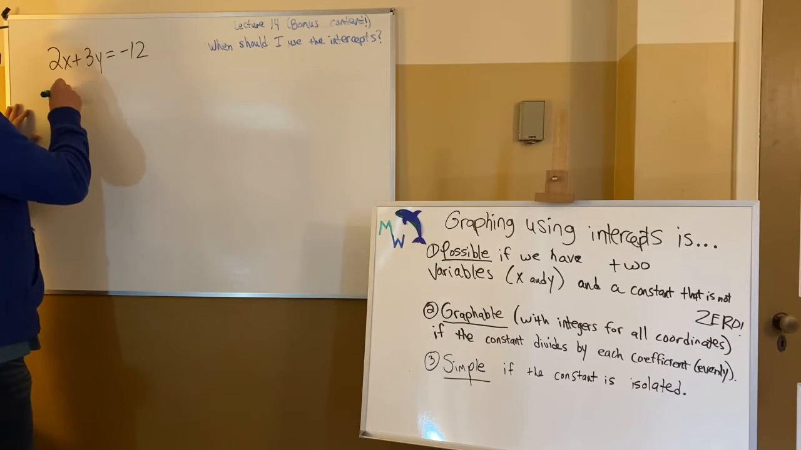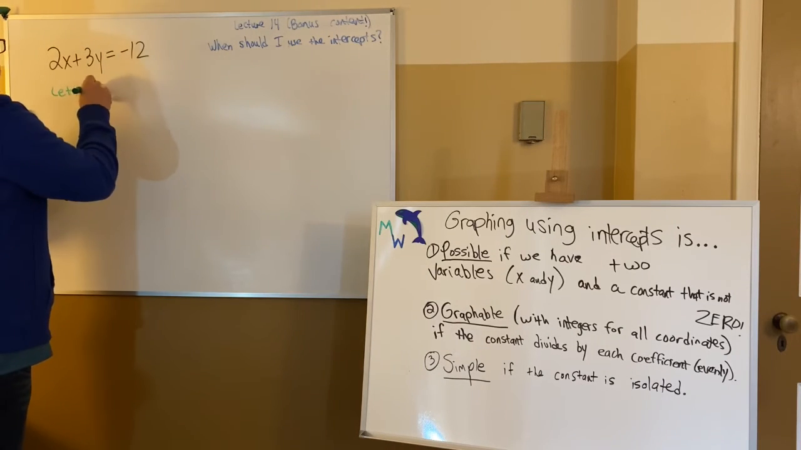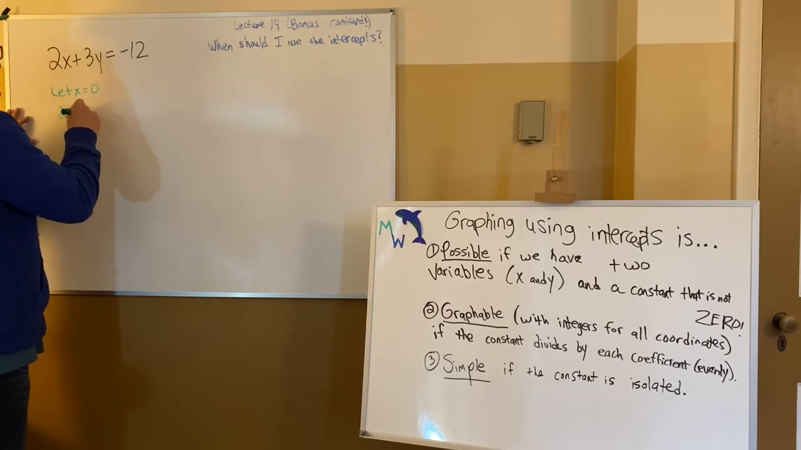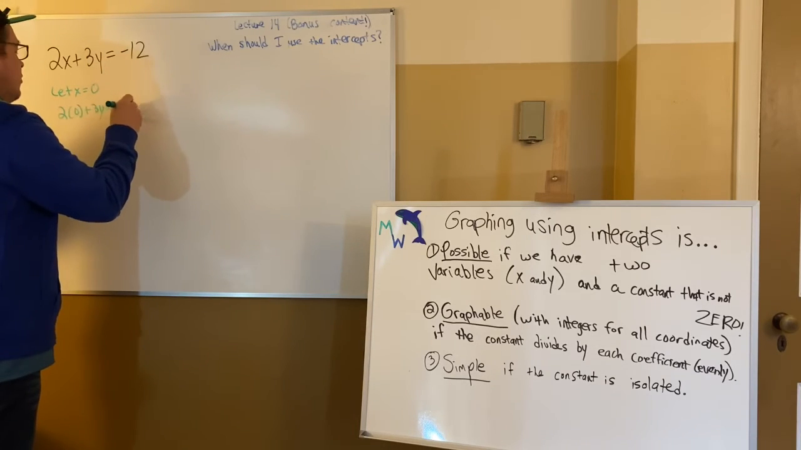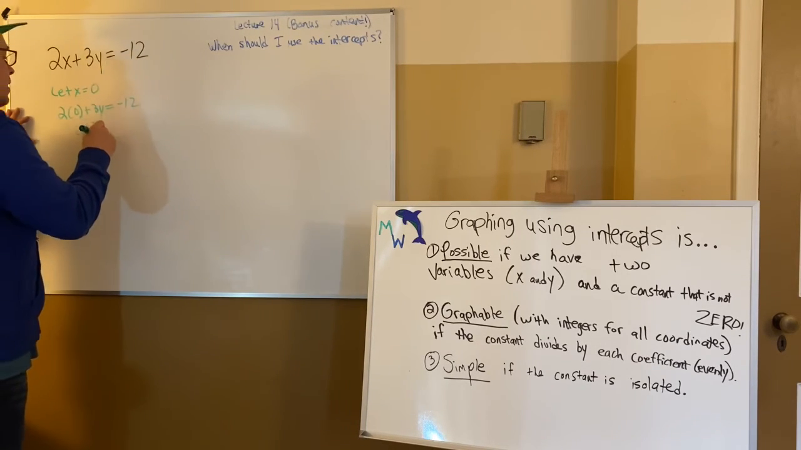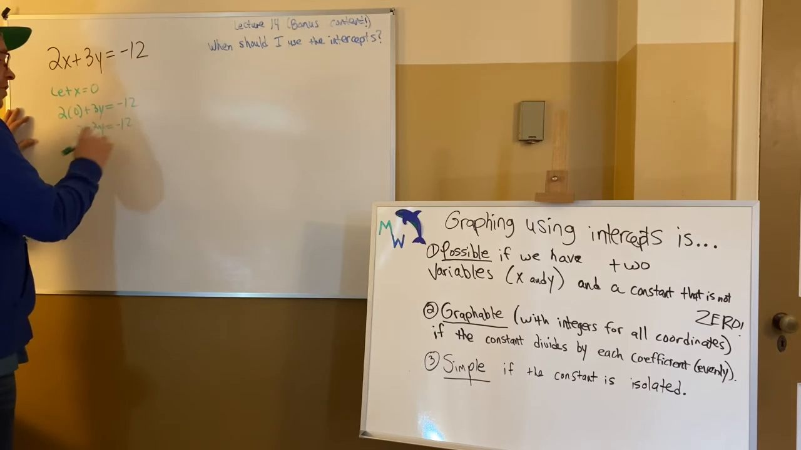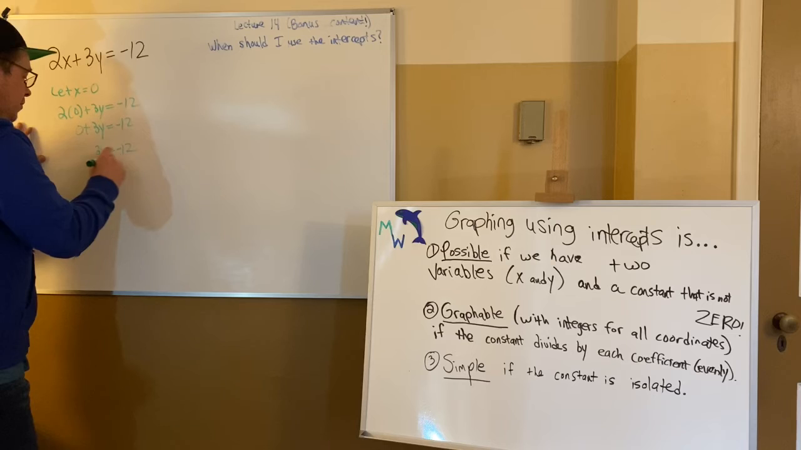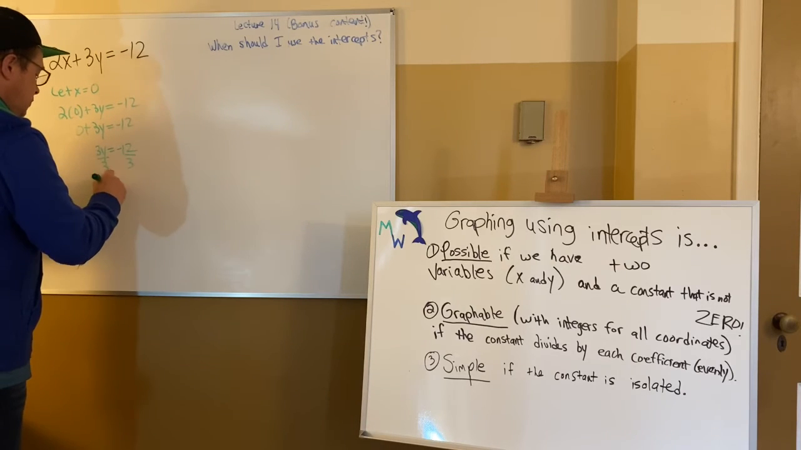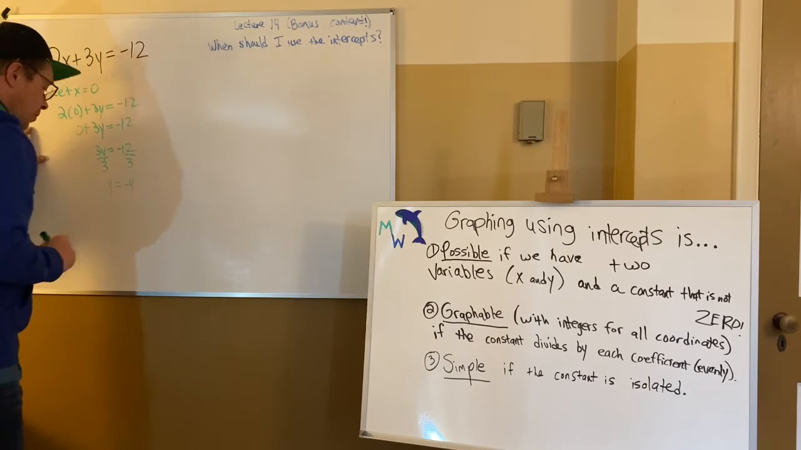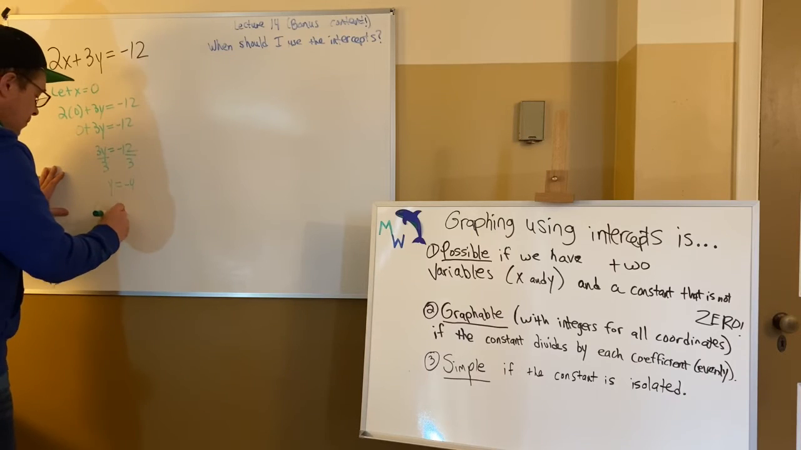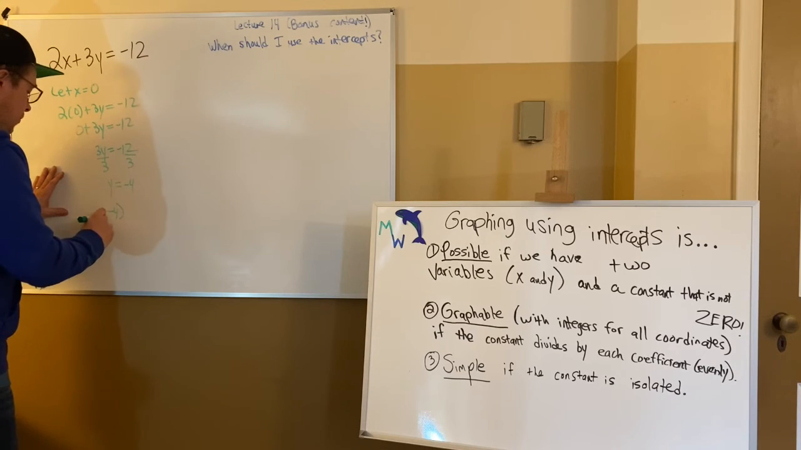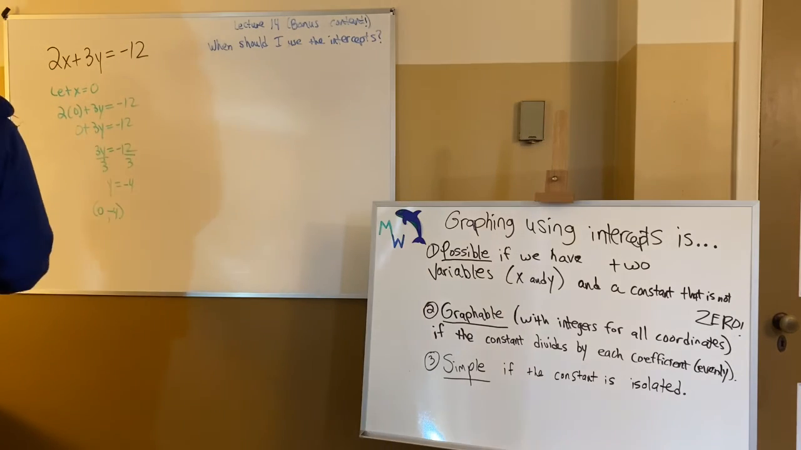Let's go. Let x equal 0. 2 times 0 in parentheses plus 3y equals negative 12. 0 plus 3y equals negative 12. Feel free to subtract zeros. 3y equals negative 12. Divide by 3. y equals negative 4. So that's what I got. My ordered pair, the negative 4 for the y and 0 for the x.